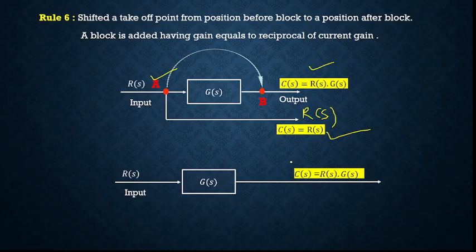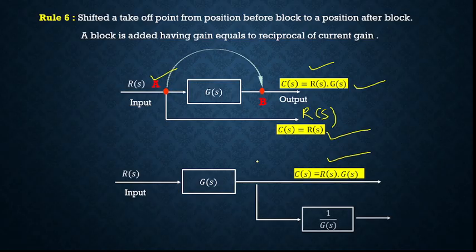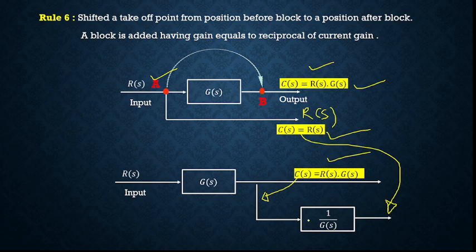So this is C(s) equal to R(s) into G(s). We are getting it as it is. Now this takeoff point at point A, we have taken it at point B. So it will be multiplied by 1 upon G(s), because at this point also the output is the same, C(s) equal to R(s) into G(s), but we want that here it should be only R(s) equal to C(s). So we will be multiplying this with 1 upon G(s).